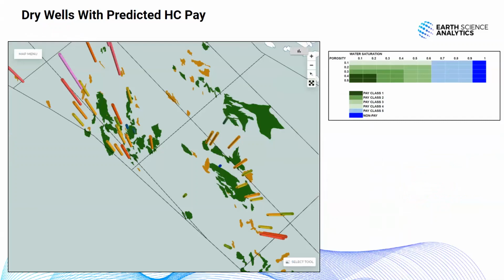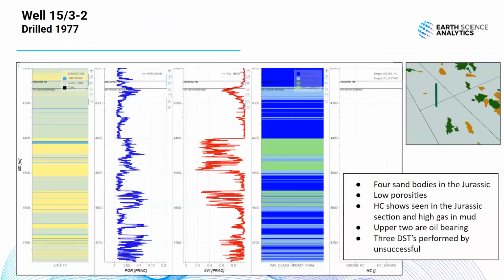Of course, dry wells with predicted pay. I've shown you that before. These are all dry wells, so we can see what wells those are, and then we can bring this data up in Wellbore Plot. An example is the 1532 well. This was classified as dry on the NPD website. It was drilled in 77, so it's a fairly old well. It's a fairly deep well.